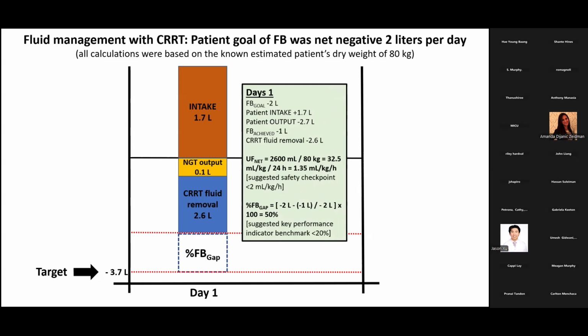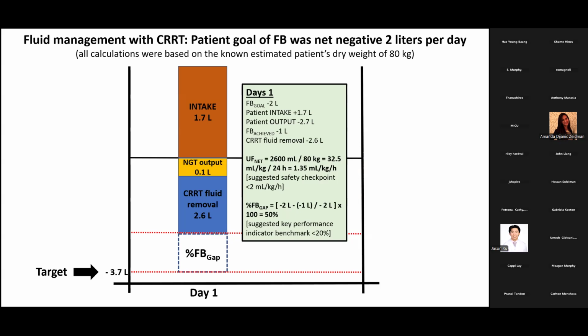So simple calculation, simple math, the net ultrafiltration in this patient will be the total fluid removal, that is the 2,600 mLs, divided by the kilograms of the patient. We use, and there is no robust evidence about this, but we use the weight closer to the time of RRT initiation. And when you adjust by weight, you have a net ultrafiltration of 32.5 mLs per kg.